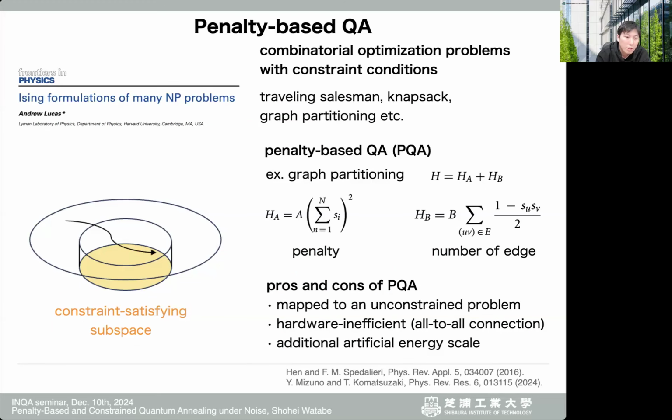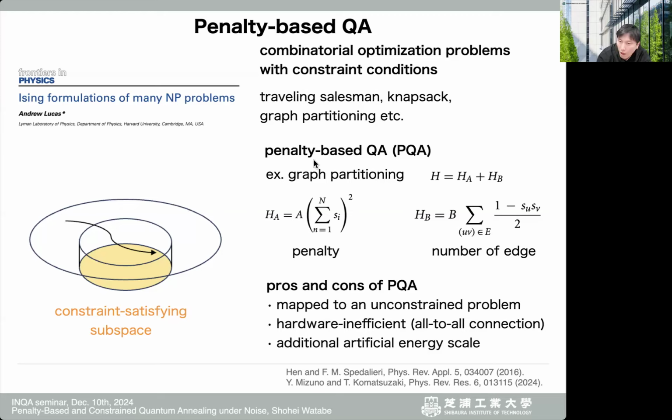These problems often involve finding optimal solutions under a set of constraints. This type of problem includes the traveling salesman, knapsack, graph partition, and so on, which can represent various NP-complete and NP-hard problems. And as illustrated here, these problems are modeled using the Ising problems.